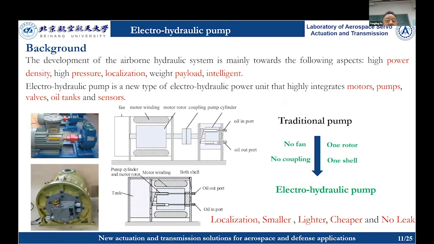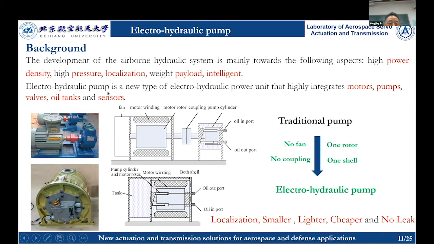In EHA, the key component is the electro-hydraulic pump. As you know, the development of the hydraulic system is mainly towards the following aspects: high power density, high pressure, light weight, intelligence, etc. This is the traditional one. The electric pump uses an electric motor to drive the servo pump using a coupling to realize this hydraulic source.